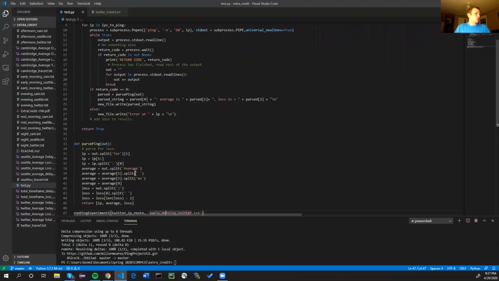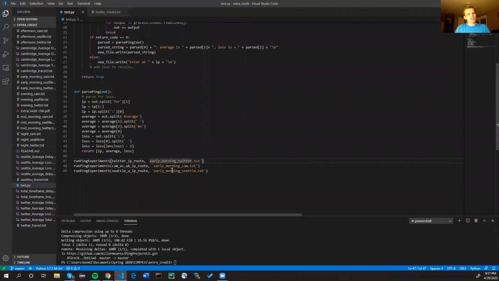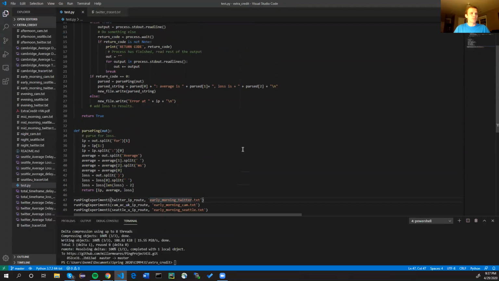So here's the parse ping function. And so every time, all I had to do in the process, instead of sitting here all the time and typing in the ping trial over and over again, I just had to change the output files and then click run and make sure my computer didn't go to sleep.